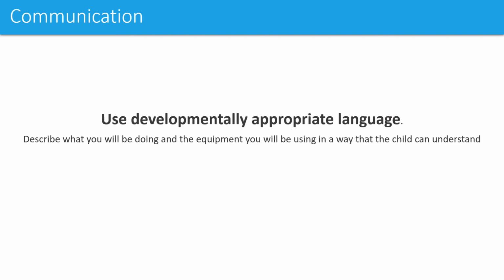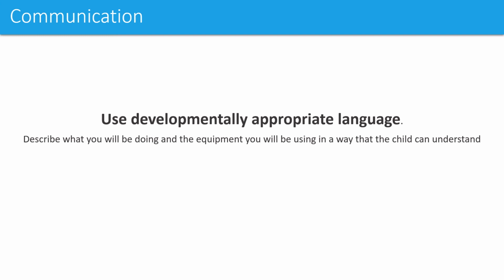Communication. Communication is key. Always make sure you're using developmentally appropriate language. Describe what you will be doing and the equipment you will be using in the way that a child can understand. It's important to remember that with primary grades, present each step as you are going along as simply a new game or "this game is fun." For all ages, use verbal cues such as "now we're going to do this," and "the next thing for us to do is this." This, of course, facilitates a flow with the process.